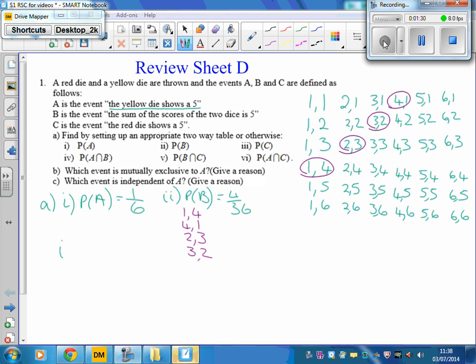Part 3, probability of event C. That's the red dice shows a 5, so that's again 1 out of 6.